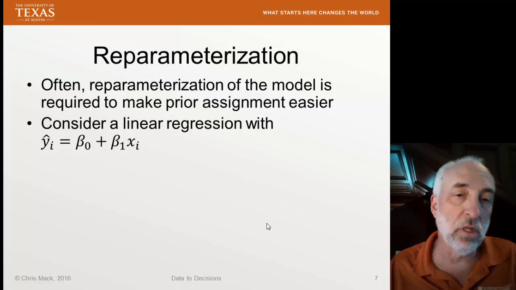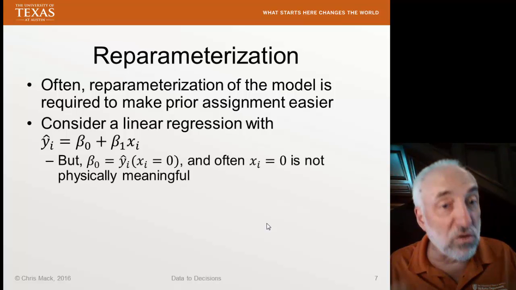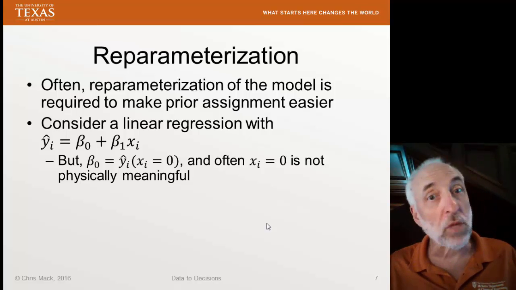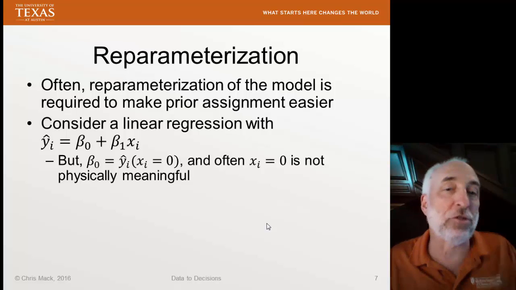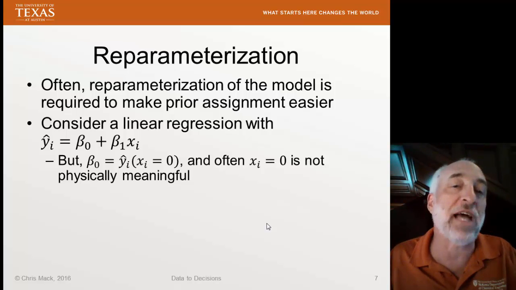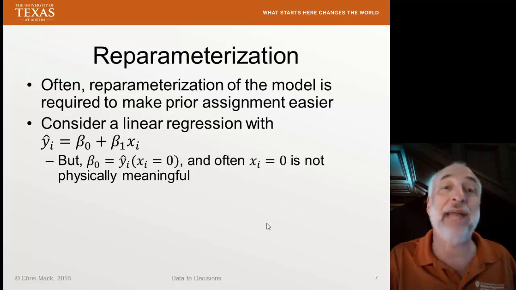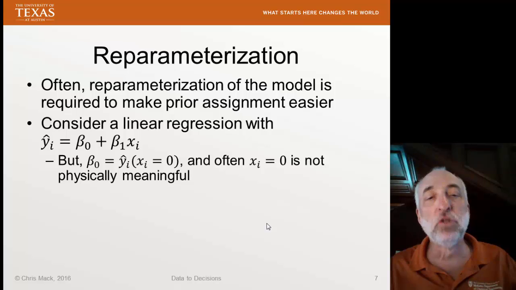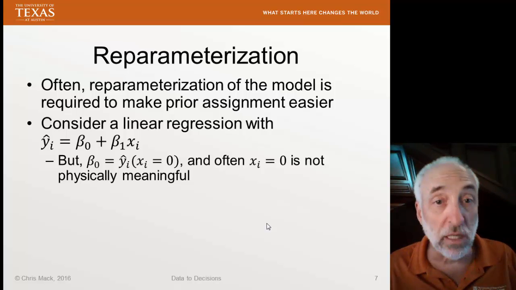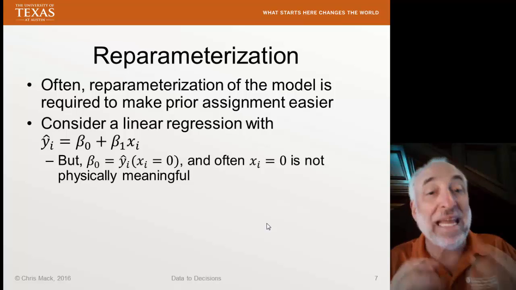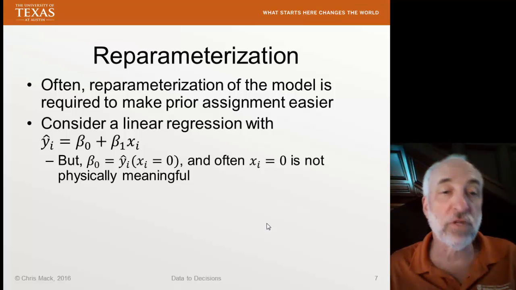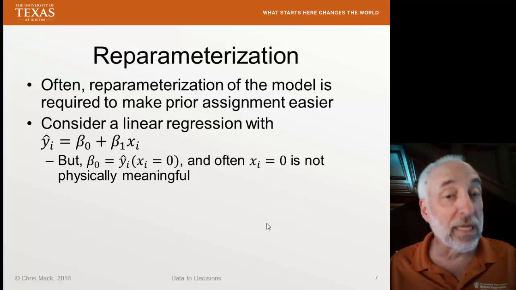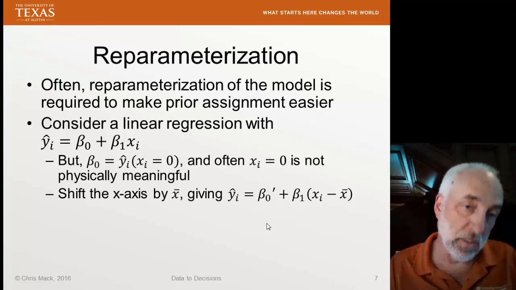If xi is the temperature, well, beta 0 would be the value of the model at a temperature of 0. Well, in this example, a temperature of 0 is not useful, because what's the viscosity of liquid water at 0 degrees Kelvin? It's not physically meaningful. It doesn't do anything. So how could I possibly come up with a prior for a non-physically meaningful value for this parameter? Well, if we reparameterize our model, we can get away from that.